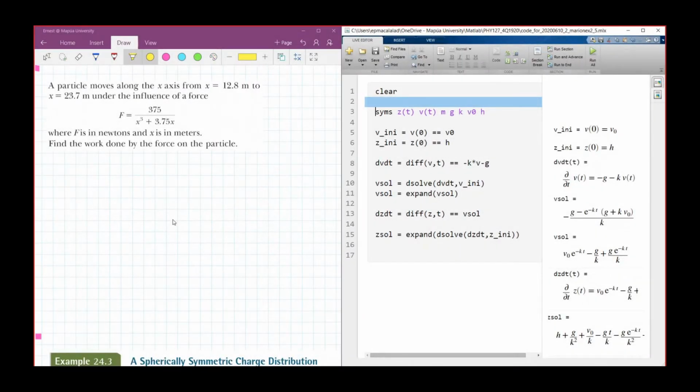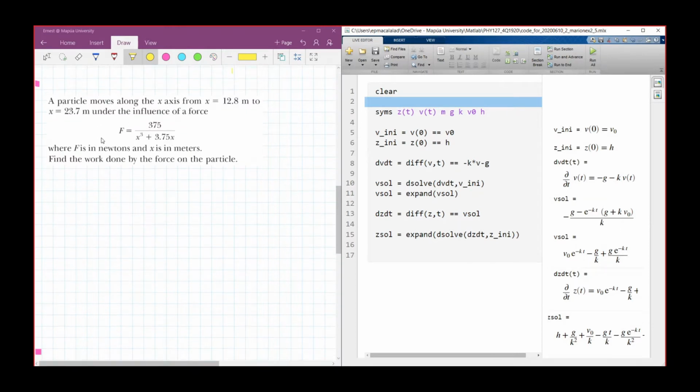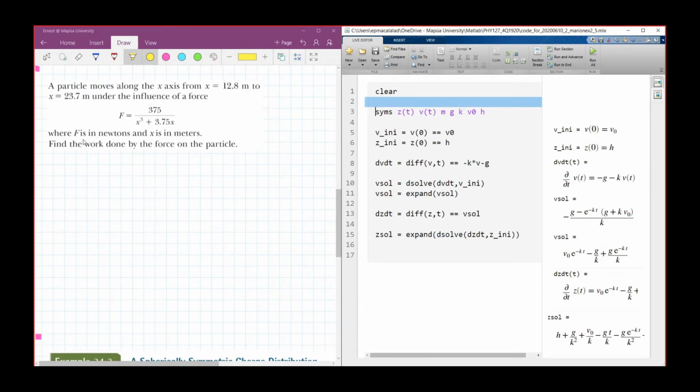Okay, so this problem reads: a particle moves along the x-axis from x equals 12.8 meters to x equals 23.7 meters under the influence of that force, where the force F is in newtons and x is in meters. Find the work done by the force on the particle. This is actually a chapter problem from Serway, problem 7.56.